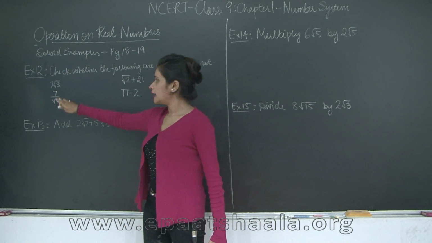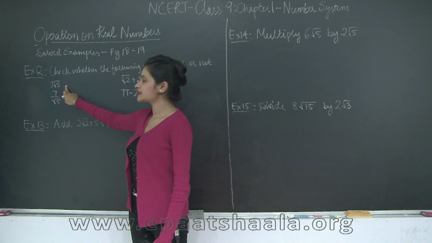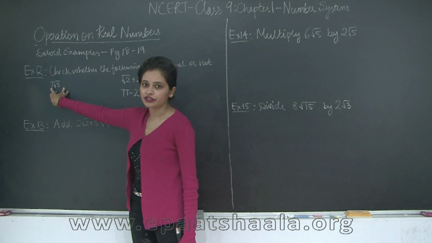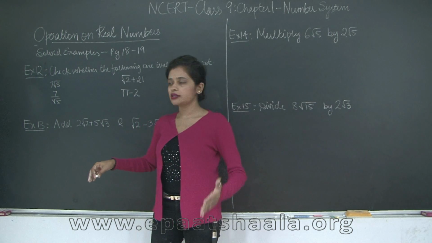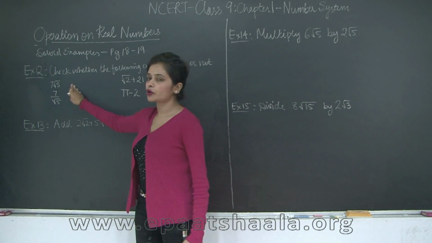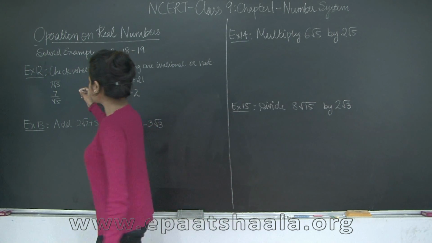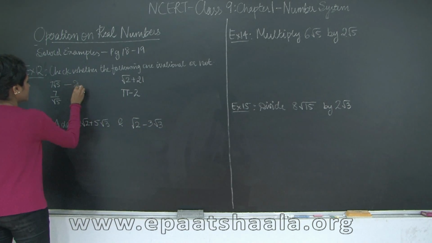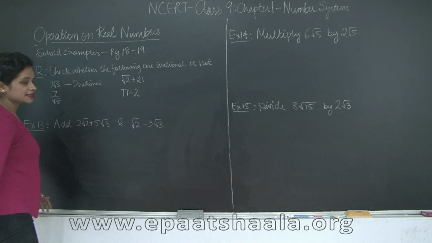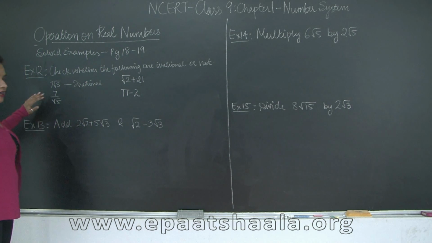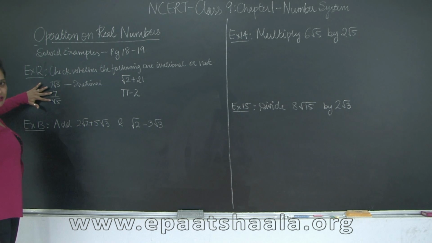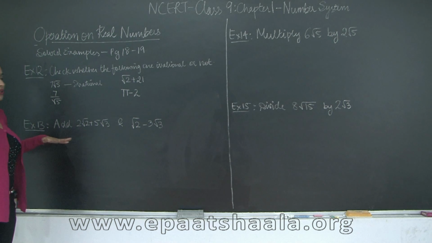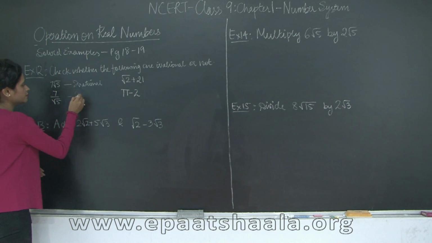7 root 5. 7 is a rational number, whereas root 5 is an irrational number, and you are combining both of these. So, obviously, according to our laws that we learned in the previous class, this is going to be an irrational number, right. So, 7 root 5 is irrational. Similarly, 7 upon root 5. Again here we have a combination of 7, a rational number, and root 5, an irrational number. So, a division is taking place between these two numbers. Therefore, the answer is going to be irrational.